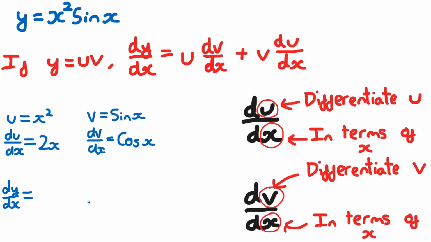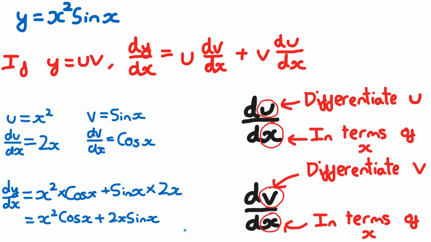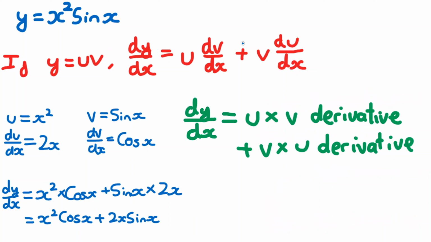So therefore dy over dx is going to be equal to, and then we just plug the values into here. So it's going to be u, which is x squared. U is x squared, so it's x squared, and this is multiplied by dv over dx, which is cos of x. So this is multiplied by cos x, and this is plus v, which is sin of x, and this is multiplied by du over dx, which is the 2x, like this here. And therefore dy over dx is going to be equal to x squared cos of x plus 2x sin of x.